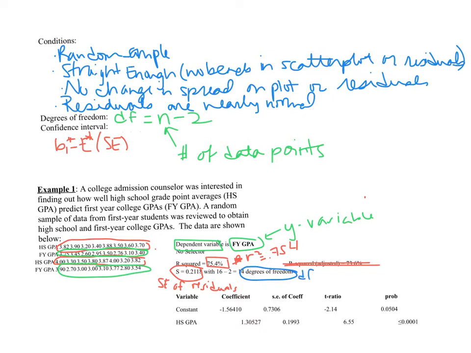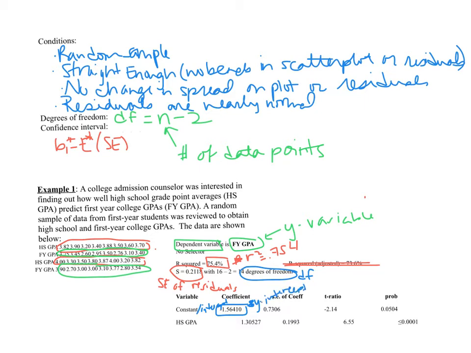Then looking below, usually you're going to see this listed as constant or sometimes intercept. That is the other way that it's going to be written. That's going to tell us that this negative 1.56 is the y-intercept of our line. So that's the first important thing down there.